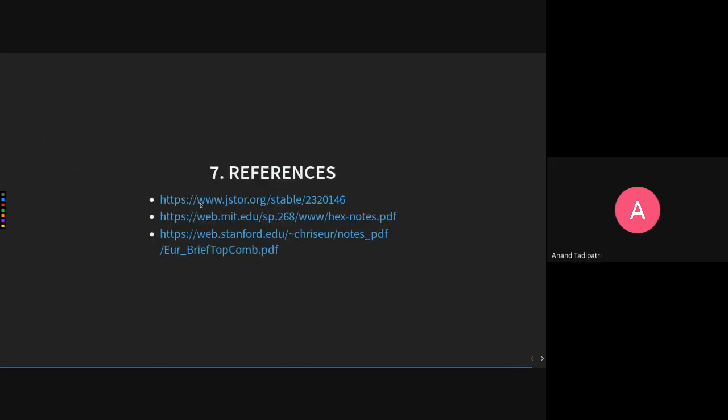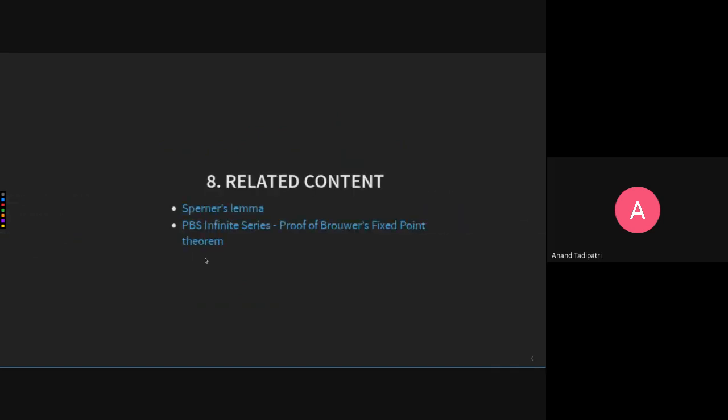Here is the original paper of David Gale. Here are a few other references. And if you're interested in watching some videos related to this, here's a proof of Brouwer's fixed point theorem in terms of this combinatorial result called Sperner's lemma. And here's a video by PBS Infinite Series about the proof of Brouwer's fixed point theorem.